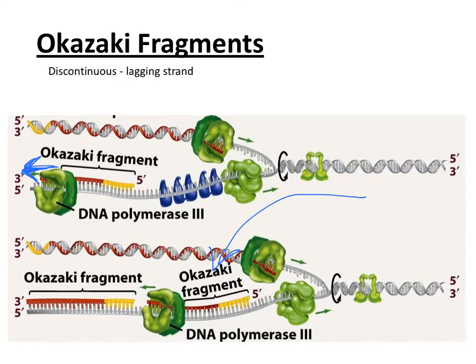When the next part of the fork opens up over here, you have to start again over here with a new primer, which is shown in yellow. And that again proceeds in this direction until you hit the primer of the previous synthesis. Okay. At that point you get fragments, and those are referred to as the Okazaki fragments.